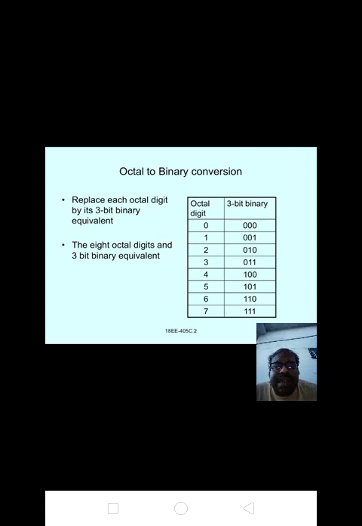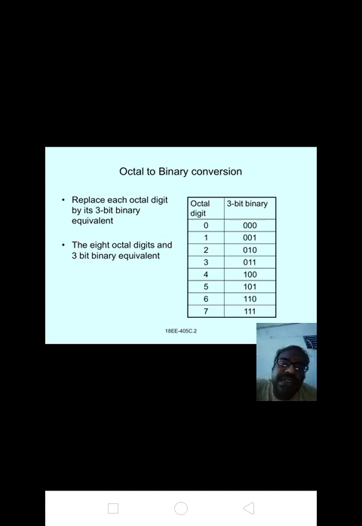For octal digit 0, the 3-bit binary is, here we are using the 421 code, 4 plus 2 plus 1, which is equivalent to 7. So 0 is 000, 1 is 001, 2 is 010, 3 is 011, 4 is 100, 5 is 101, 6 is 110, 7 is 111. Here we are using the 4 2 1 code. For getting the value of 3, we take the place of 2 and 1 once, and all the other values are 0. So the value is 011.